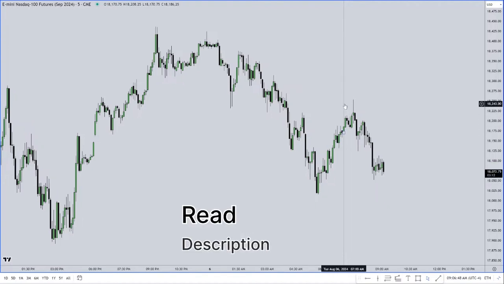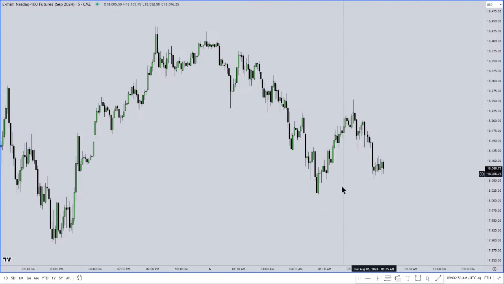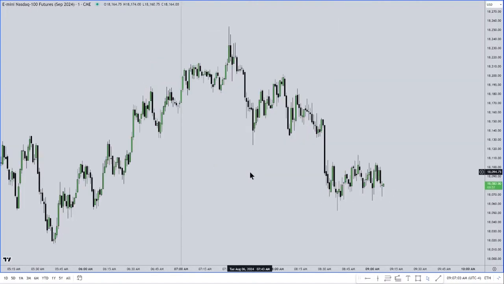Post 7 a.m., our focus shifts to identifying potential relative equal highs and lows. It's essential to disregard any highs and lows formed prior to 7 a.m. for this analysis. Shifting to the 1-minute time frame, we begin scrutinizing price action post 7 a.m. for potential relative equal highs and lows.